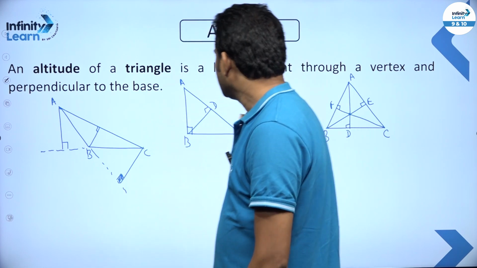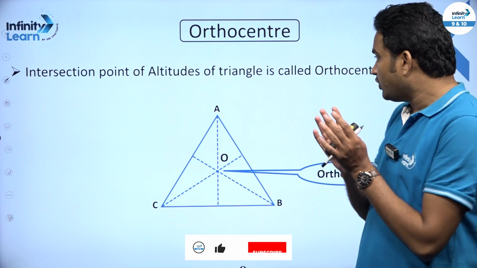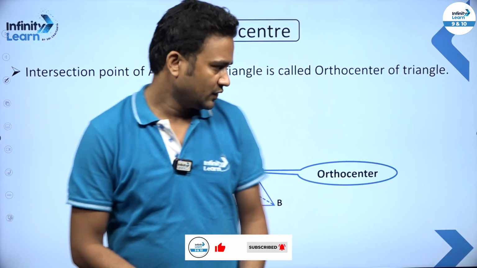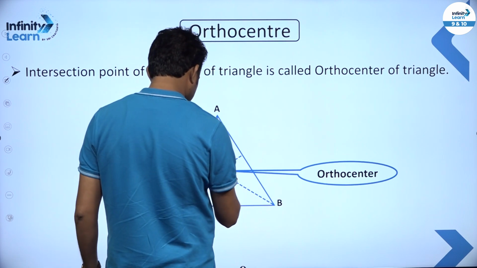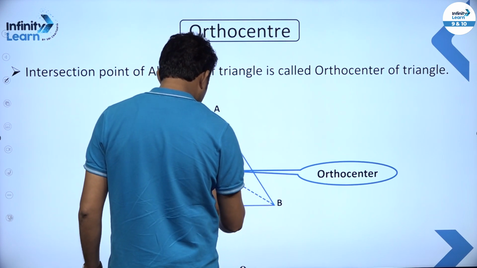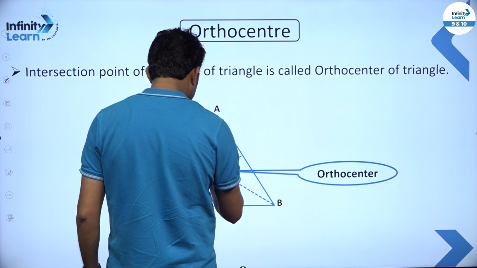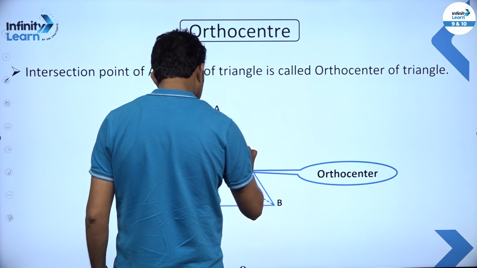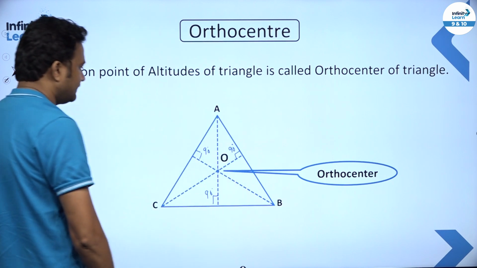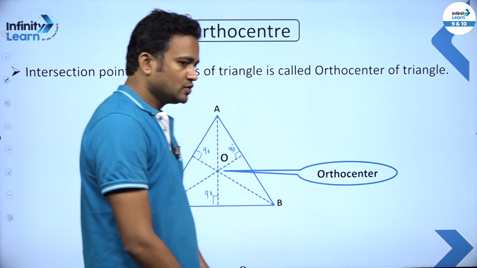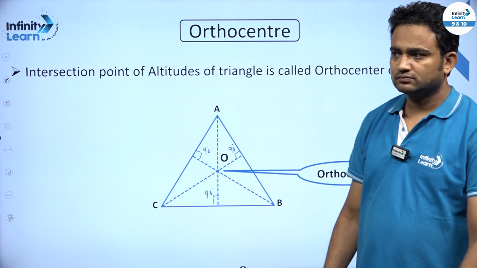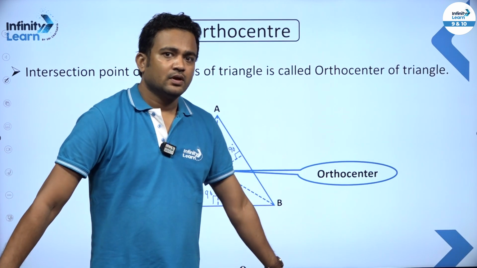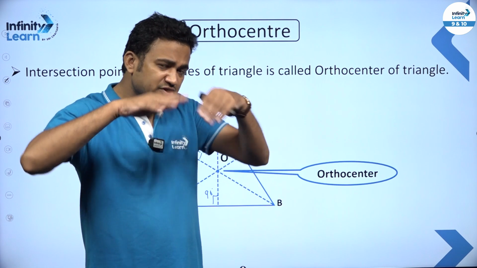Now let us see what is orthocenter. So intersection point of altitudes of a triangle is called as orthocenter of a triangle, right? So this is orthocenter. Understood everyone? And this angle will be 90 degree, this angle will be 90 degree, and this angle will be 90 degree, right guys? So hopefully this is clear to everyone. Great.